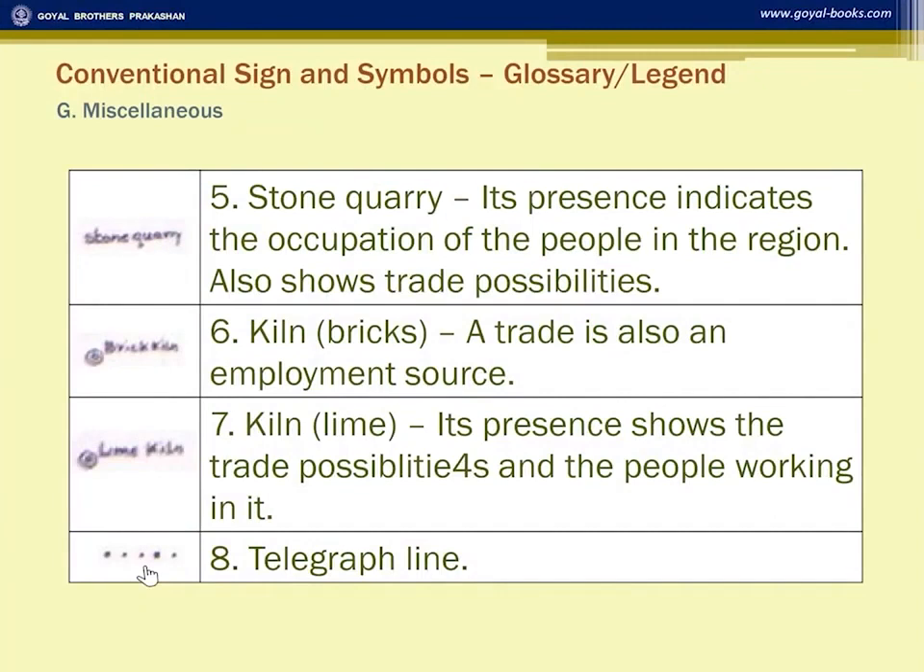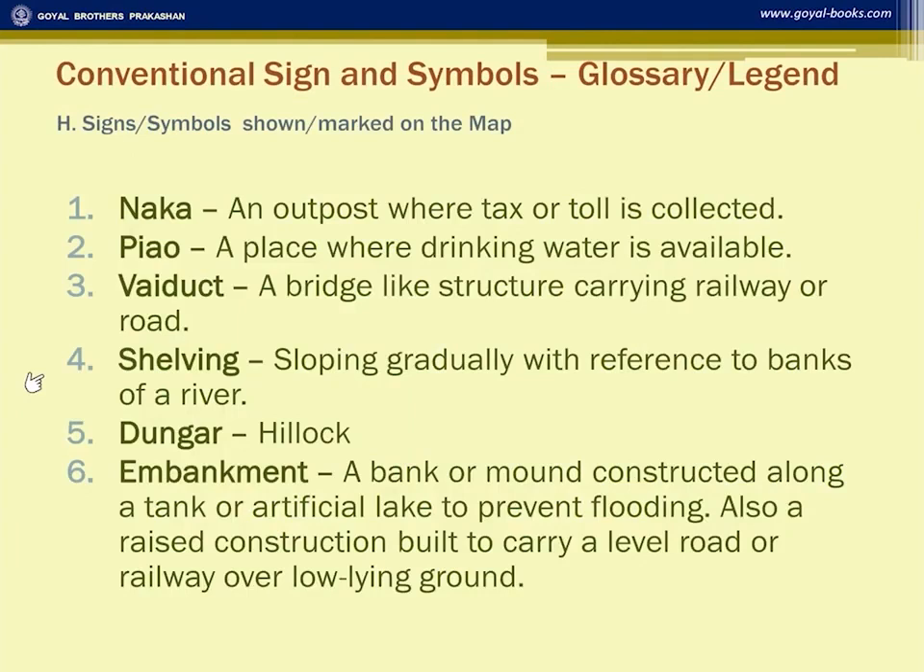The telegraph line is generally shown with a square and a dot. Sometimes you can see these words on the survey sheet as they are given. You should know that they are just to be identified. Naka is an outpost where tax or toll is collected. Pyao is a place where drinking water is available. Viaduct is a bridge-like structure carrying railway or road.